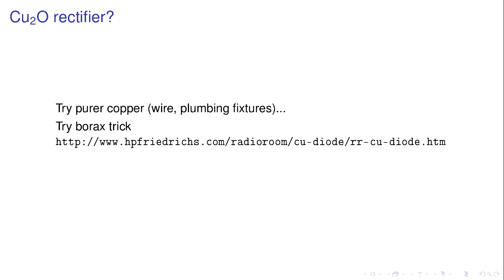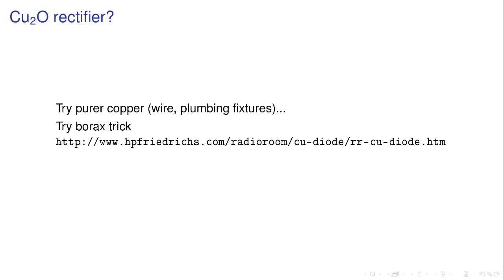H.B. Friedrichs on his website has a trick for creating a more uniform cuprous oxide layer. He alternately dips his copper into hydrochloric acid, which you can just buy for cleaning brickwork, and a borax solution. And the borax reduces some of the copper oxide into cuprous oxide, and so you end up with a nice layer. It's a really good website for looking at copper oxide rectifiers and things.